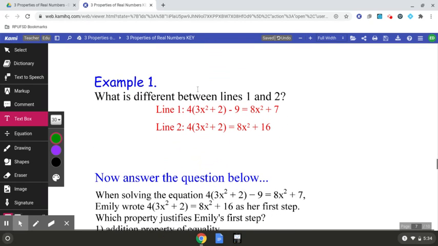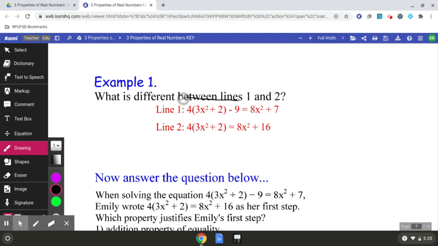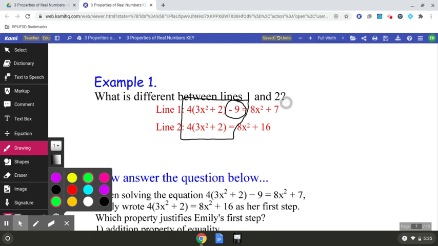So example 1: what is different between lines 1 and 2? When we look at these 2 lines, I'm trying to figure out what's different. Line 1 is 4(3x² + 2) − 9 = 8x² + 7. And line 2 says 4(3x² + 2) = 8x² + 16. Comparing, I can look at this side first. When I compare those 2 sides, I notice that the first line has a minus 9 in it and the second one doesn't. Then on the other side, I notice that the 7 and the 16 are different.